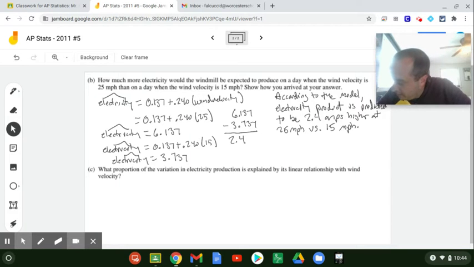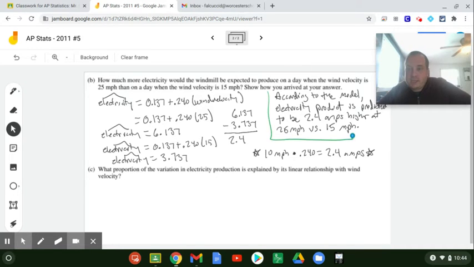Also, another way we could have done this, we could recognize that 25 miles per hour is simply 10 miles per hour faster than 15. So we could have just done 10 miles per hour times my slope of 0.240, which would also have given us our 2.4 amps. So either one of those would have been a perfectly acceptable way to reach the correct solution. But notice here, what we want to make sure we have is my answer written up here in context, in relation to the prompt.